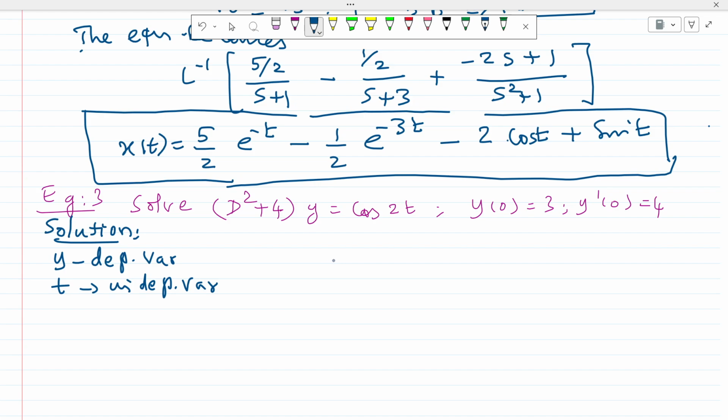Okay, do this. d square plus 4 into y equal to cos 2t. This can be written as d square y plus 4y. What is d here? d by dt. So this can be written as y double dash plus 4y equal to cos 2t. Write down.